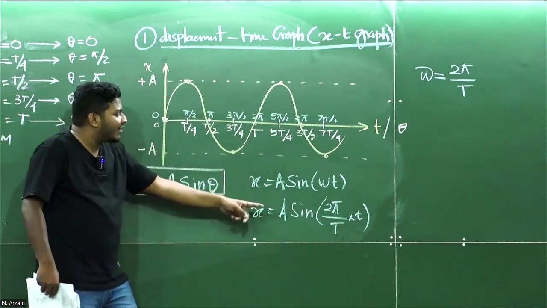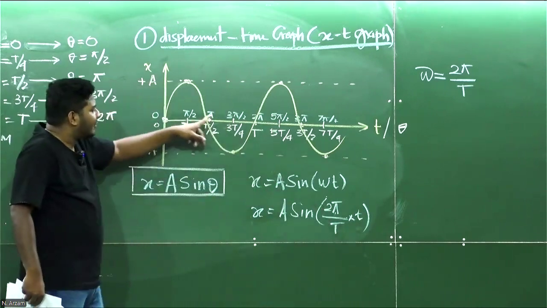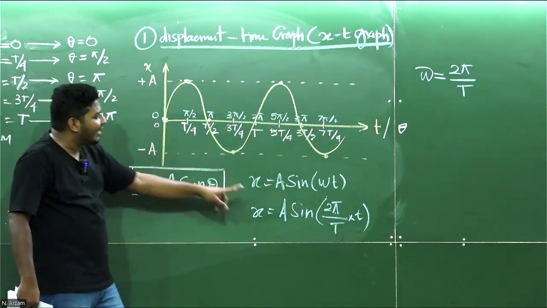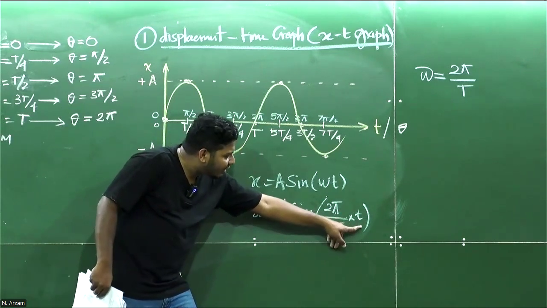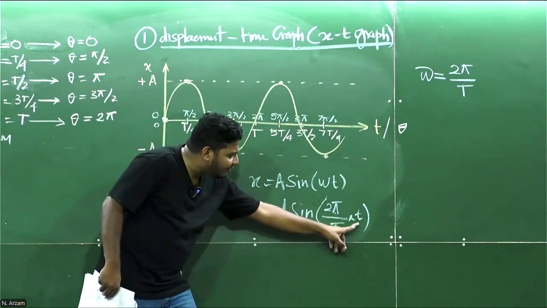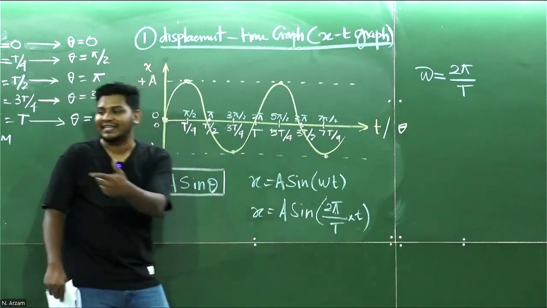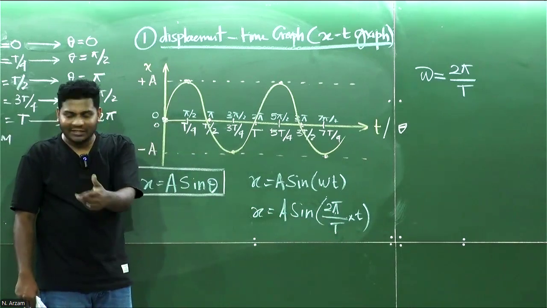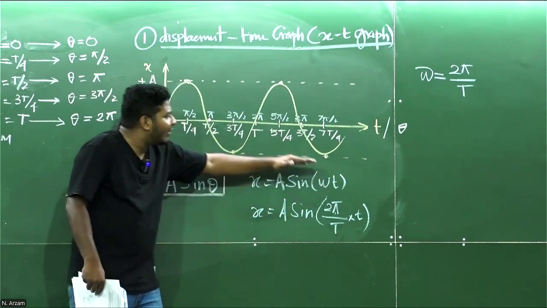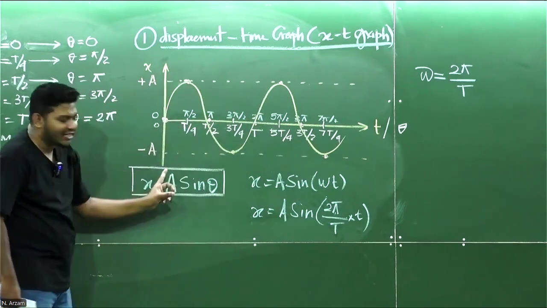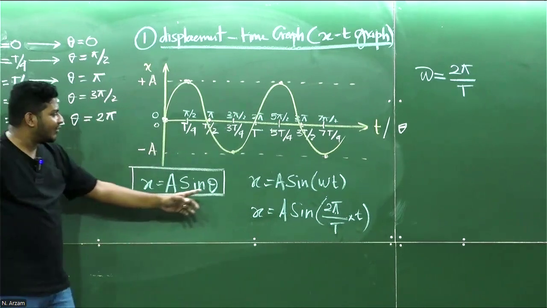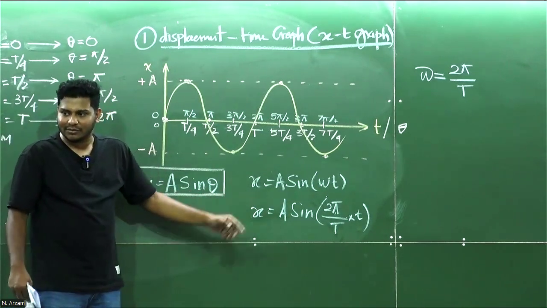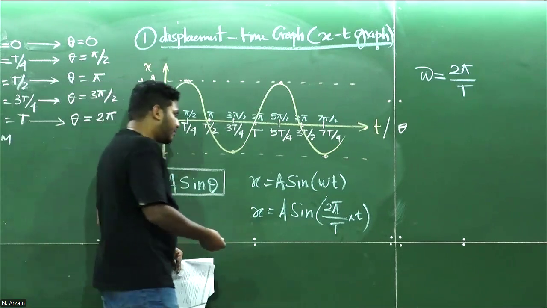When we substitute t by 4 here, what's the value? Tell me. This is t by 4, the T cancels, 4 is here, 2 pi divided by 4 is pi by 2, which is 90 degrees. You got it? So from this equation also, you can go for pi by 2. So this is the method. You can write this down as well.